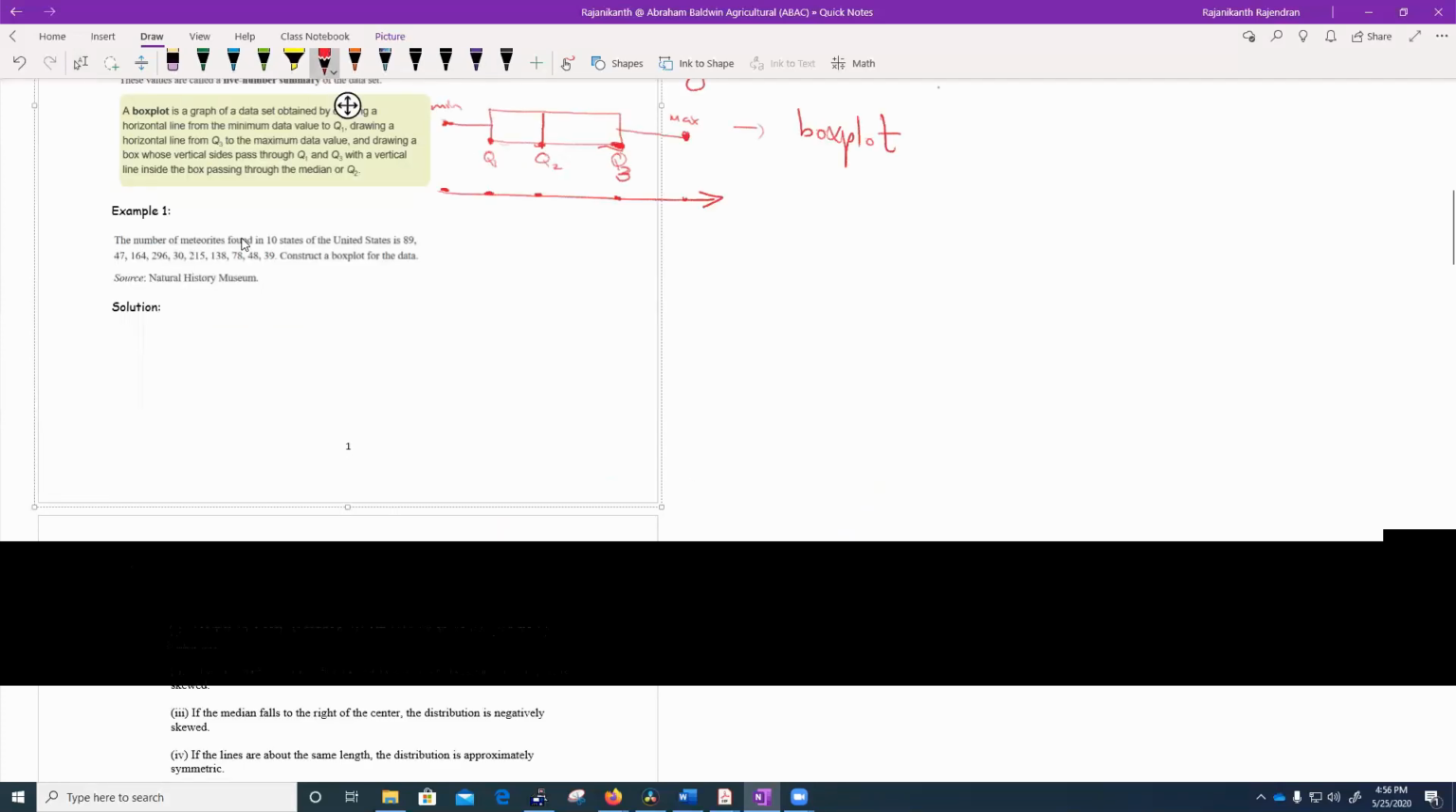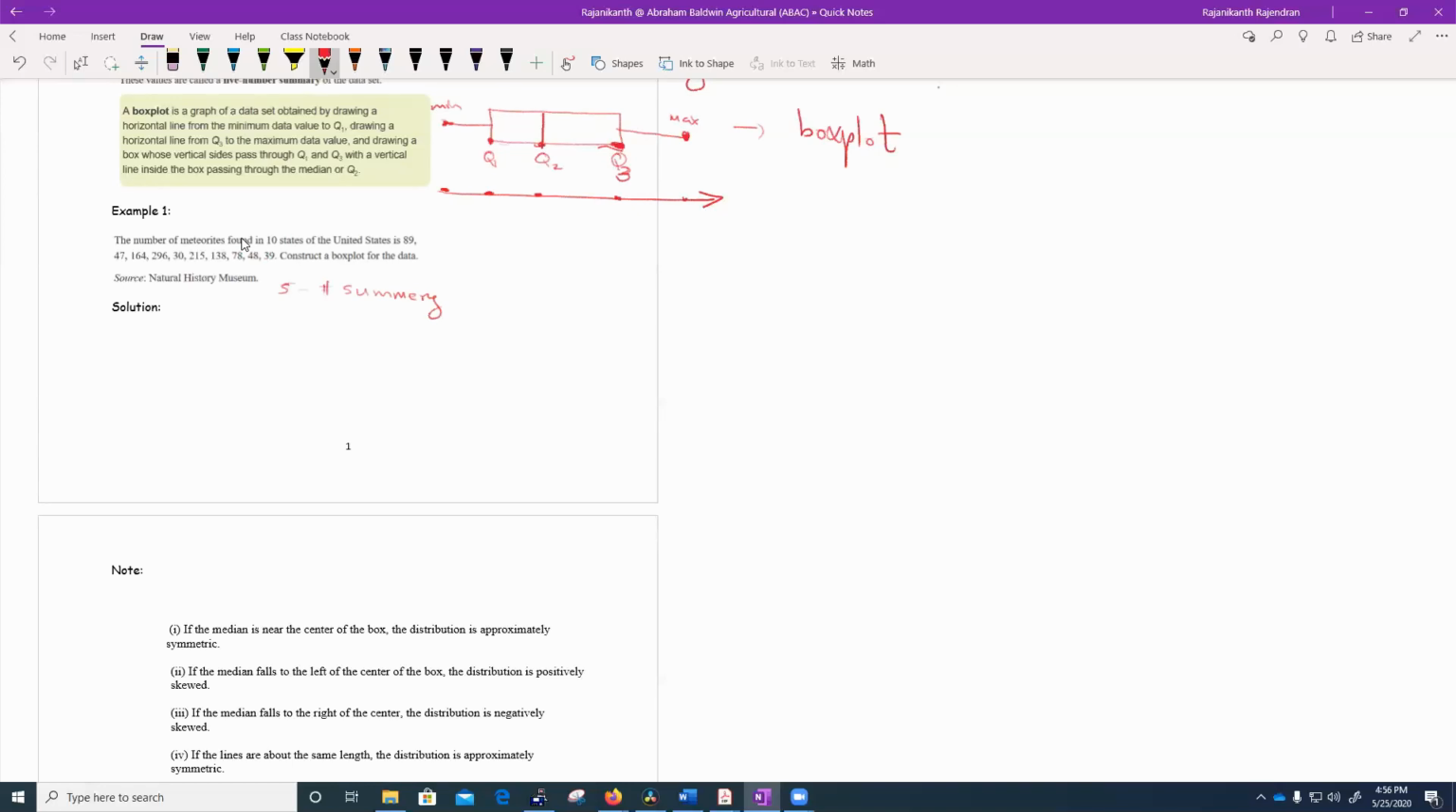The number of meteorites found in 10 states of the United States is given. Right, so you are given 10 data points, and you need to construct a box plot. First of all, we need to find the five number summary. So how do you find it? First, you need to rearrange the data set from the lowest to the highest.